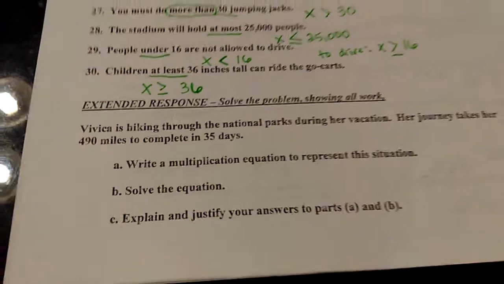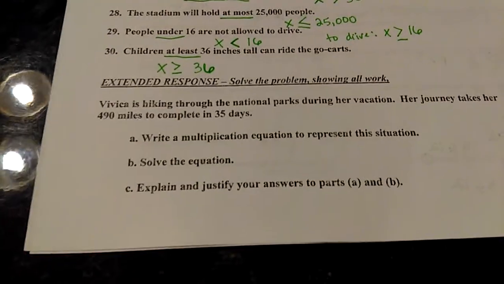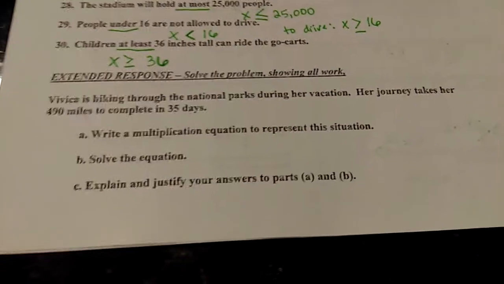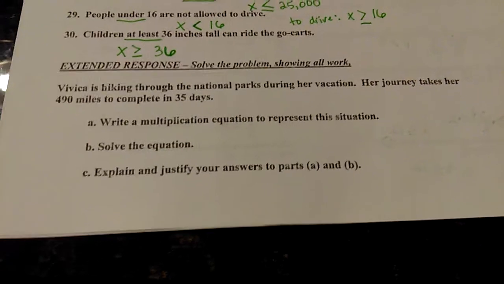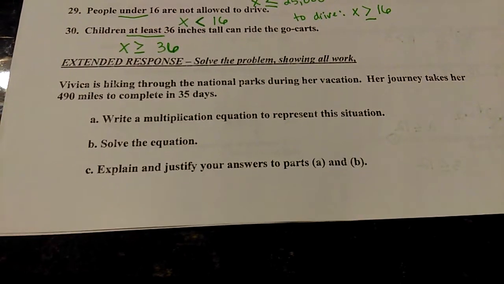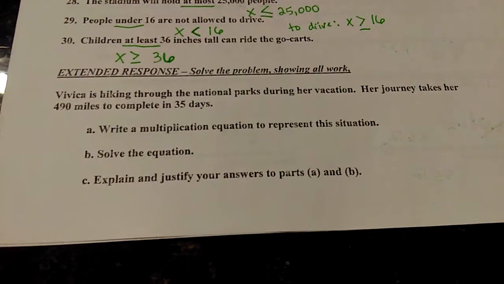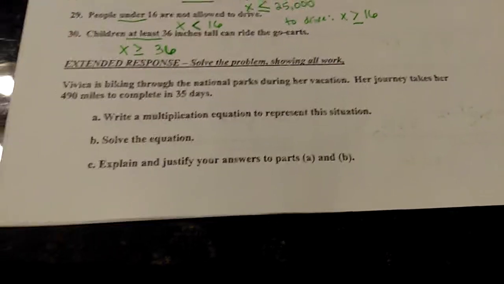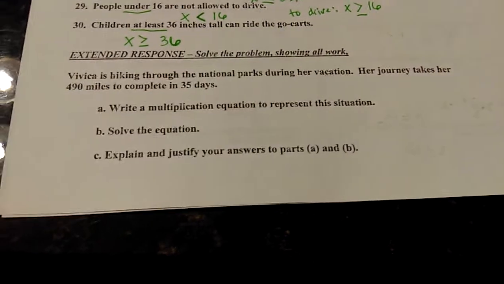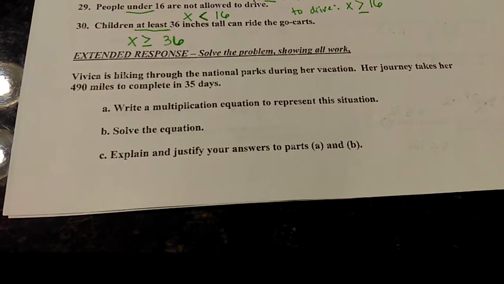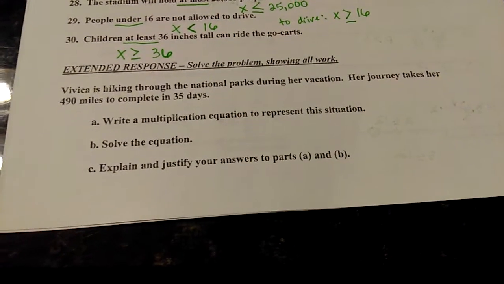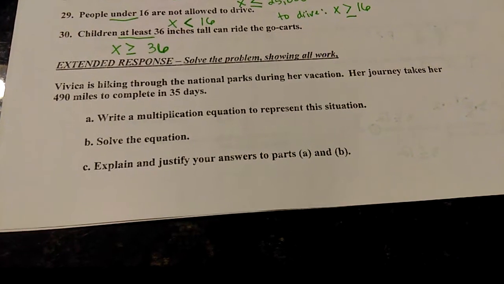All right, so now let's talk about this extended response. Vivica is hiking through the national parks during her vacation. Her journey takes her 490 miles to complete in 35 days. Write a multiplication equation to represent this situation. Solve the equation. Explain and justify your answers to part A and to part B. So there are a couple key pieces of information: her journey takes 490 miles to complete in 35 days.